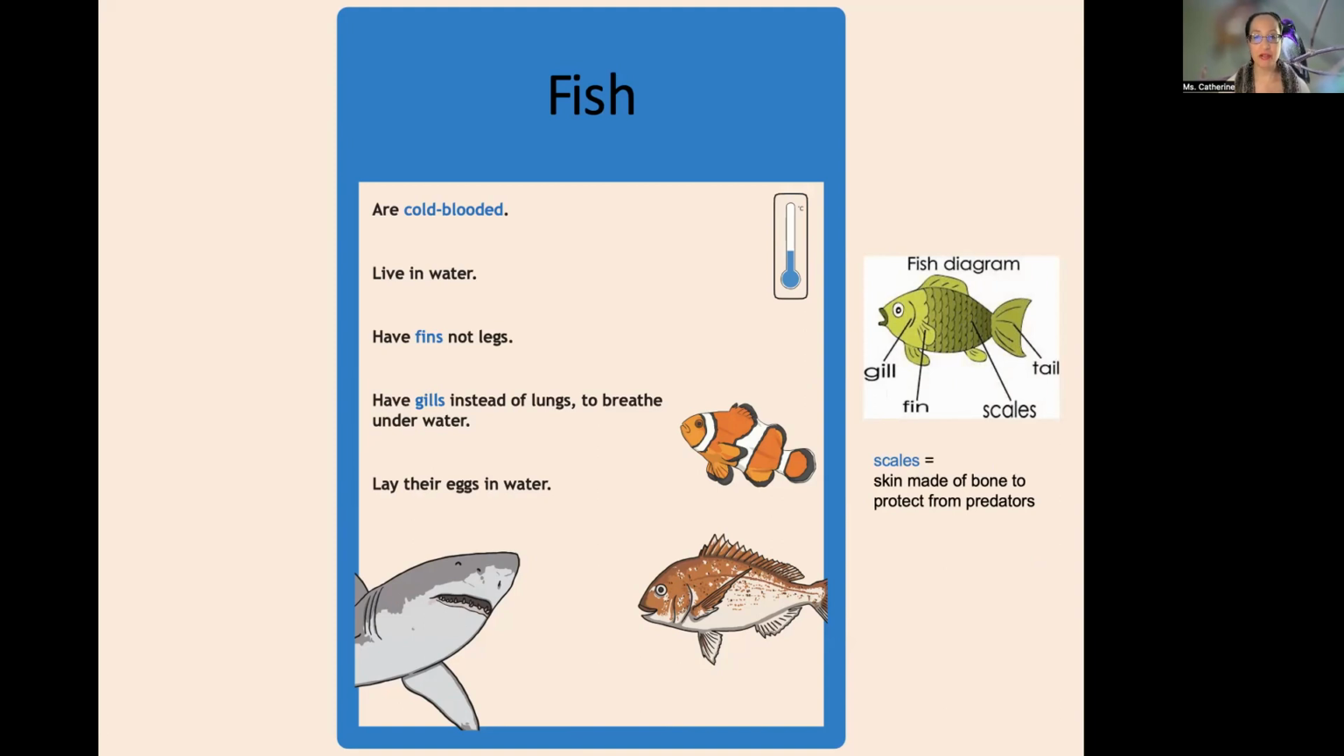Okay, so the scales, okay, these are the scales. Think of the scales as the skin. It's skin made of bone to protect from predators so they don't get eaten, right? To protect them.